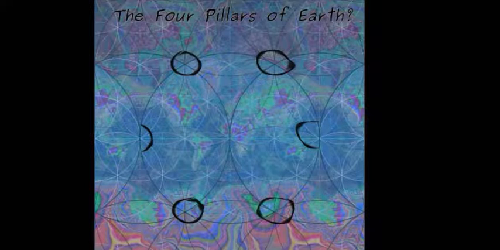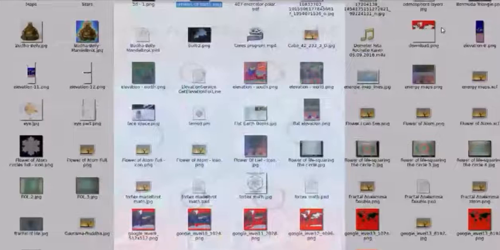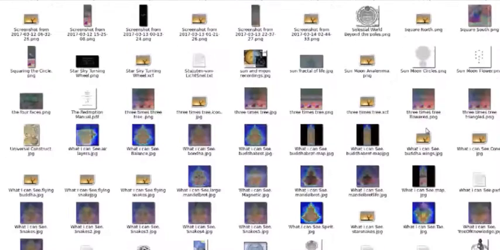Then I had the four phases somewhere. Where is it?